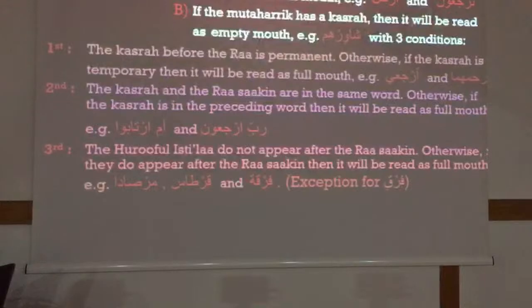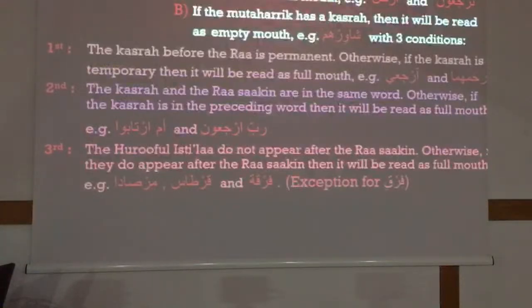And now let me ask you again, is this kasra on the alif permanent or temporary? It's temporary. So now that we know that this kasra is temporary, this ra sakin, are we going to read it full mouth or empty mouth? Full mouth. Because remember, the rule is that if there's a kasra before ra sakin, you read the ra sakin full mouth with the condition that the kasra is permanent. Remember, if you look at the first condition on your sheet and on the board, the first condition is the kasra before the ra is permanent. Here we've established that the kasra is temporary. The kasra isn't permanent, it's temporary.